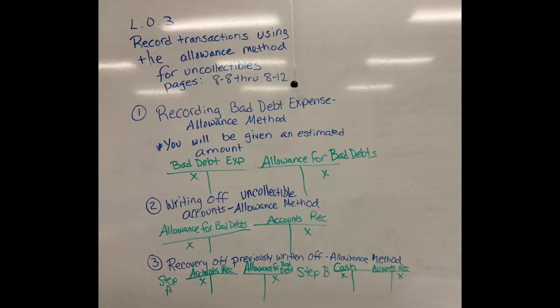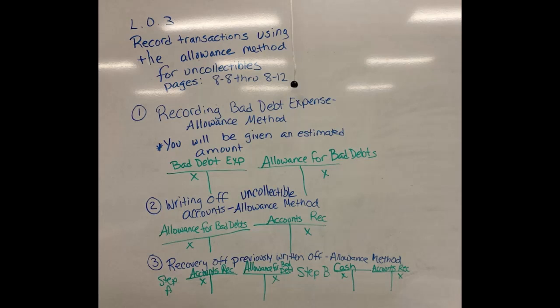Chapter 8's Learning Objective Number 3, learning how to record transactions using the allowance method for uncollectibles. And we can find that on content pages 8.8 through 8.12. The first step is to take that number that they give you, debit bad debt expense, and credit allowance for bad debts, which is that contra asset account that sits side by side on the balance sheet next to accounts receivable.